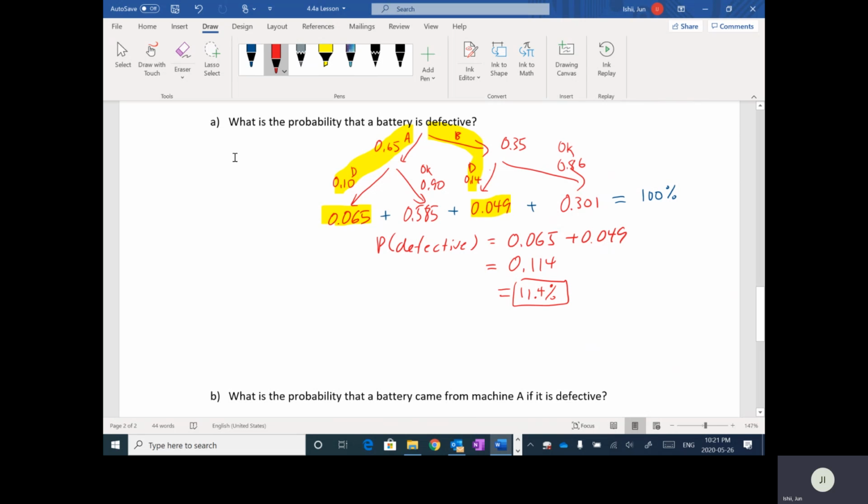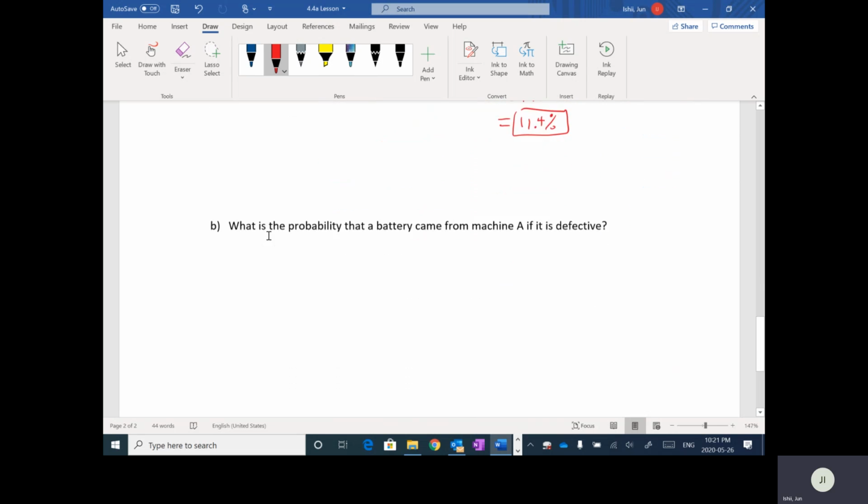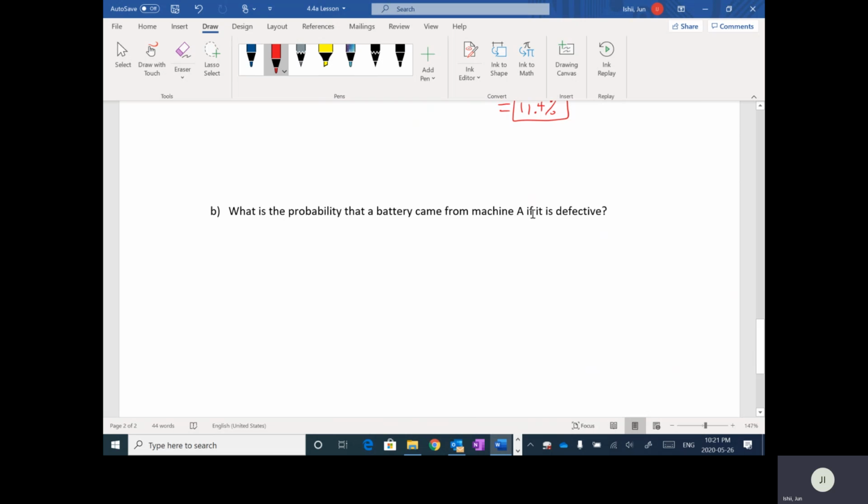Okay, now for part B, it's asking what is the probability that a battery came from machine A if it is defective. All right, so notice the if statement, right? If it is defective, we know that it is defective. So this is the given part. And we want to find the probability that it came from machine A. This is the probability that we're trying to find. All right, so in terms of notation, we want the probability that it came from machine A, given that it is defective.